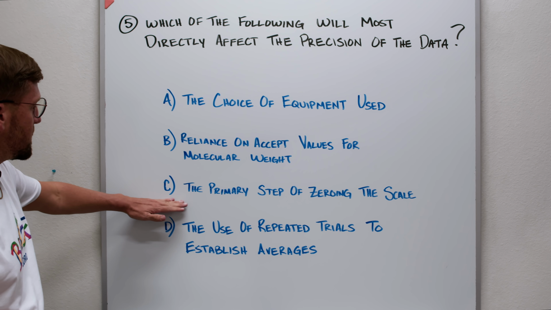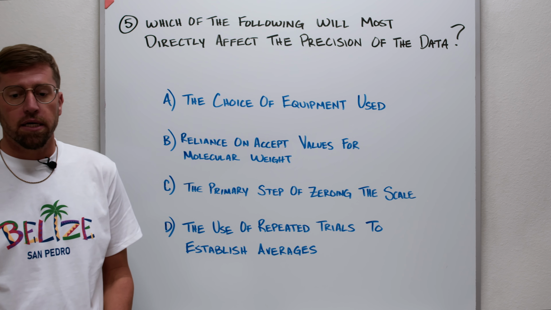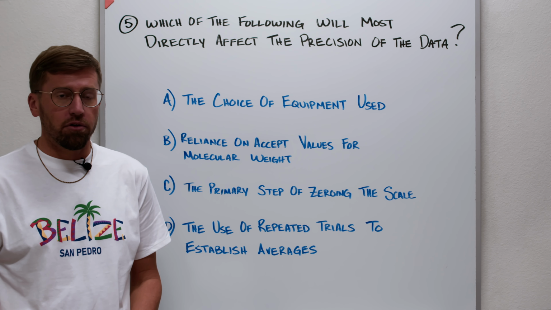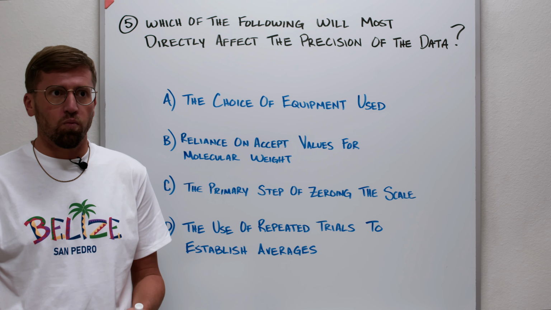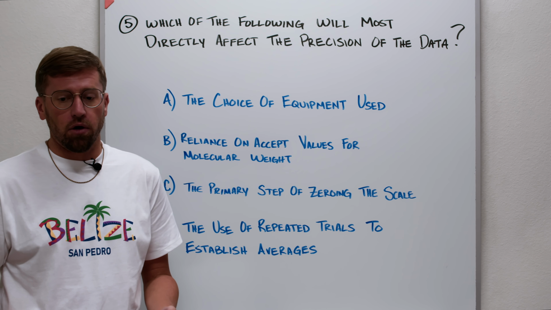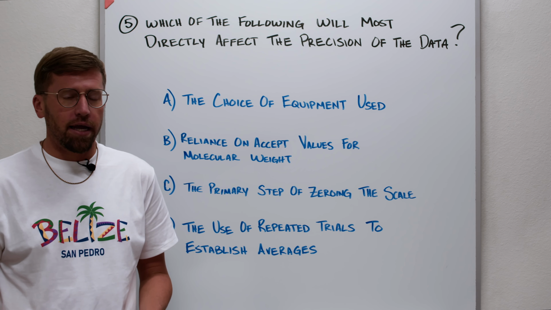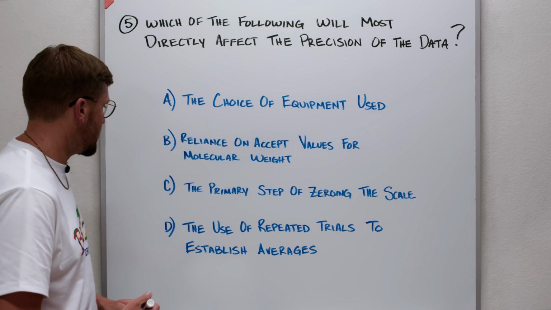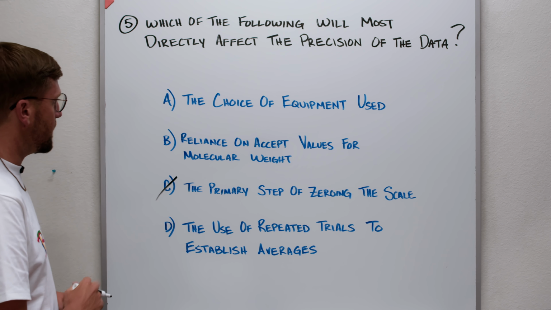If we look at option C, the primary step of zeroing a scale before we use it, that will only affect the accuracy of our value. Accuracy is how close a measurement that you took is to the actual value. If you take a scale that is precise to 3 decimal spots and you forget to tare it, the answer you're going to get is still precise to 3 decimal spots. It shows the same precision. However, that is not an accurate measurement. So C is not a good answer for this question.